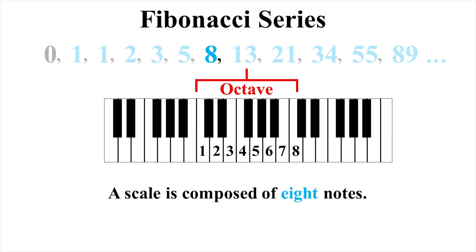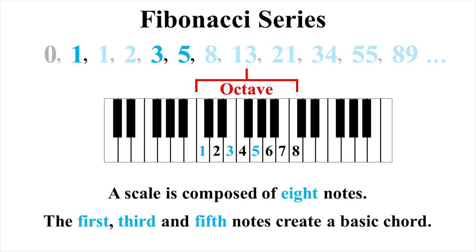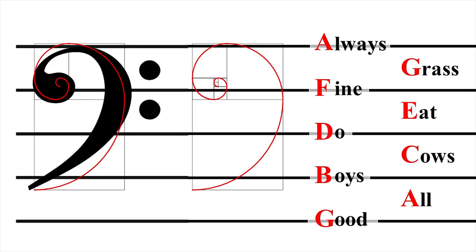A scale is composed of 8 notes. If you want to make a chord, you use the first, third, and fifth note as a basic chord. 1, 3, and 5 are Fibonacci numbers. And for the full chord, you can go all the way up to the 8th note, which is also a Fibonacci number. You have the treble clef on the top and the bass clef on the bottom. Notice the bass clef looks like a growth spiral. So music has lots of tie-ins with this Fibonacci series.